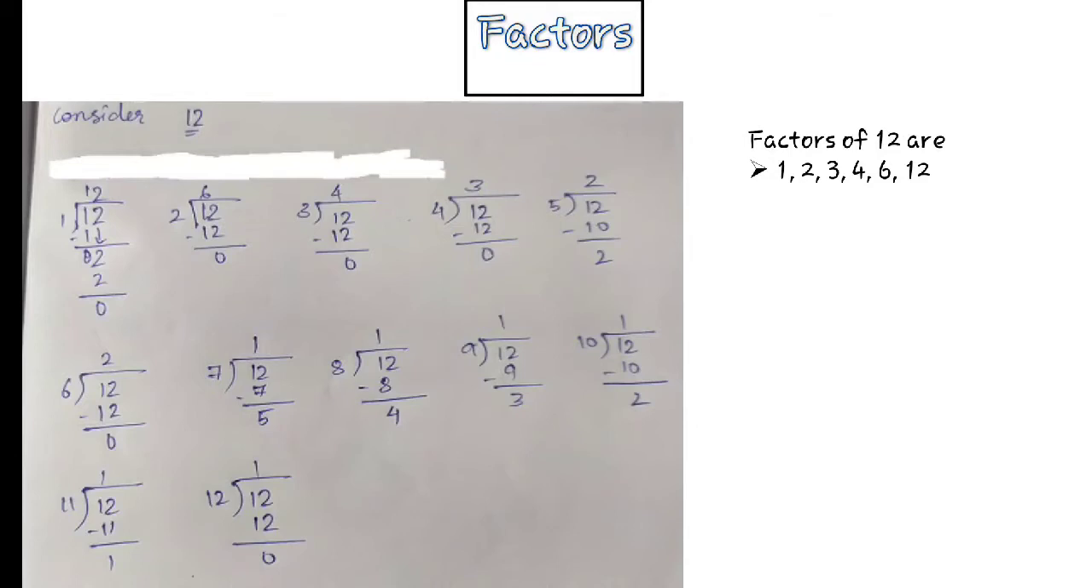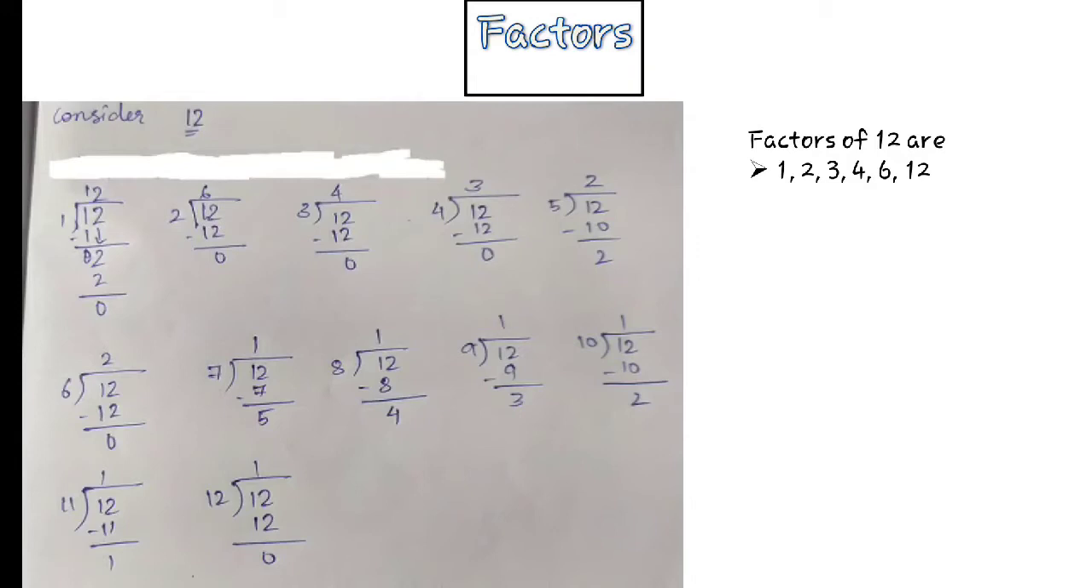So what do you understand by this? As you can see, for a few numbers we got the remainder 0, and for a few numbers we did not get the remainder 0. So what we can say from this is that whichever numbers we divided 12 by and got the remainder 0, those are the factors of 12. For 1 we got remainder 0, so 1 is a factor of 12. For 2 we got remainder 0, so 2 is a factor of 12.